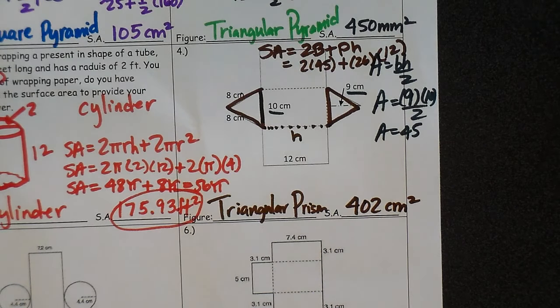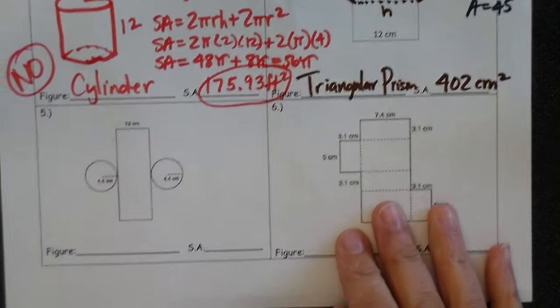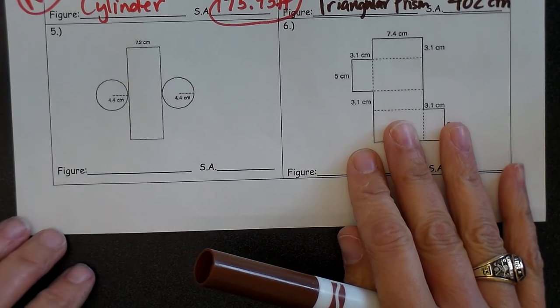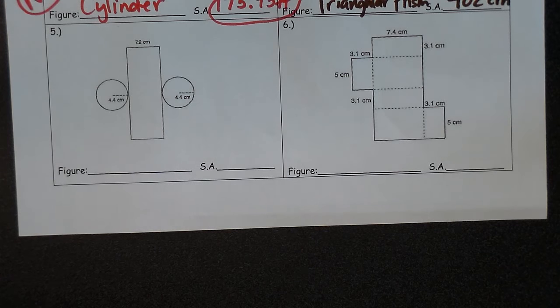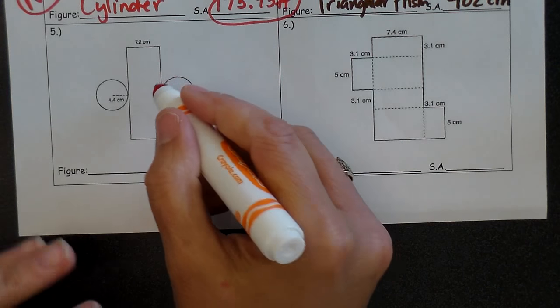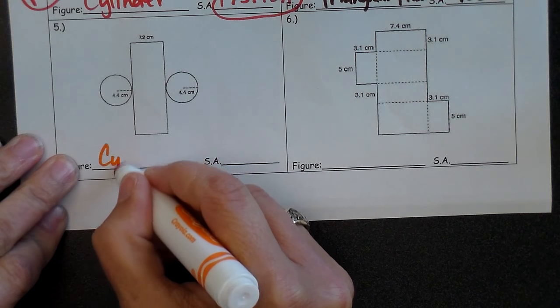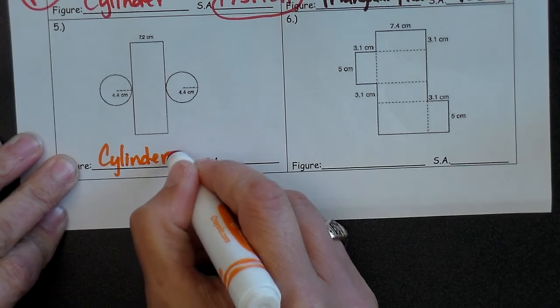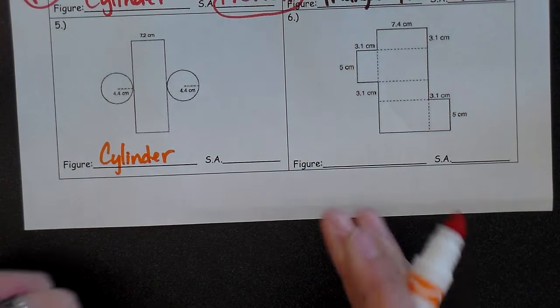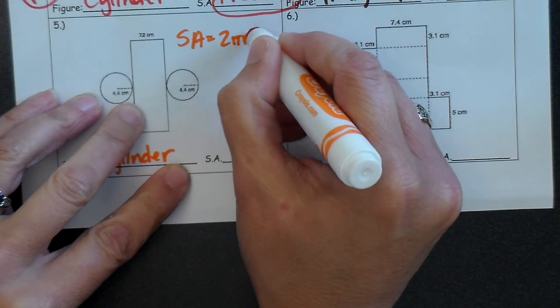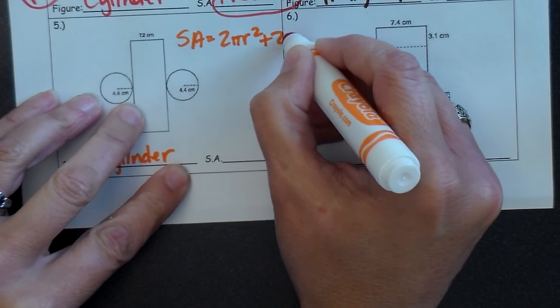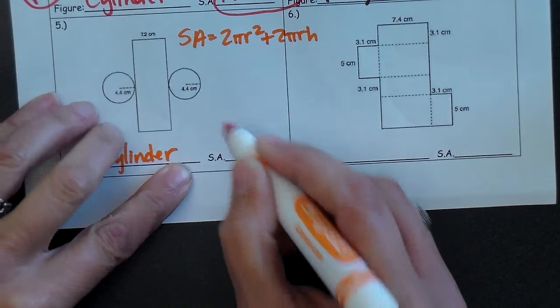So hopefully you're getting the hang of this. We're going to do a couple more. We're going to do the first page and you can do the second. So what I have here now is a cylinder. So I'm going to use the cylinder. This is what the net of a cylinder looks like. The surface area for a cylinder, remember, is 2 pi r squared, the two bases, plus 2 pi rh, the rectangle.